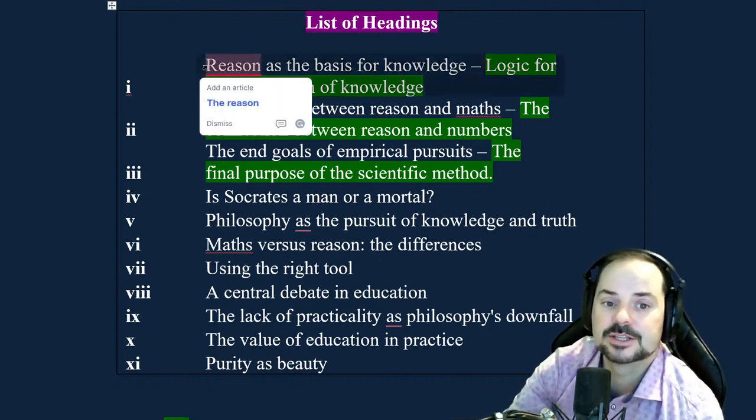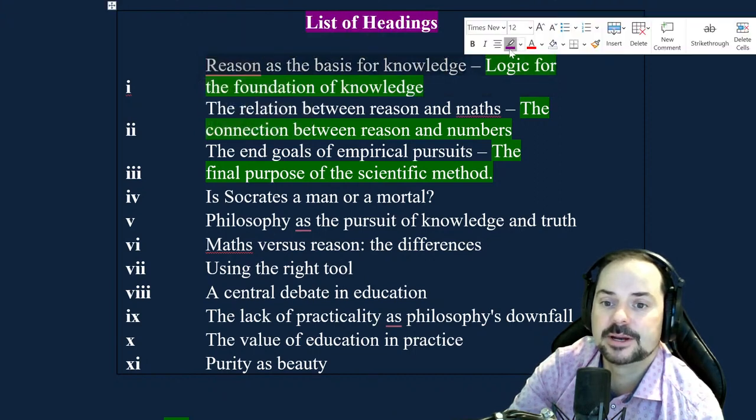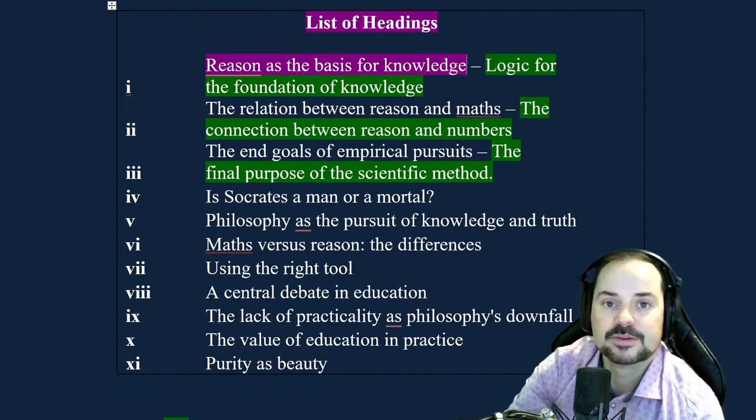Reason as the basis for knowledge, right? So that's what that paragraph is saying. It's saying that reason is the foundation of knowledge, the ability to reason, right? So reason as the basis of knowledge. So that's the correct one.